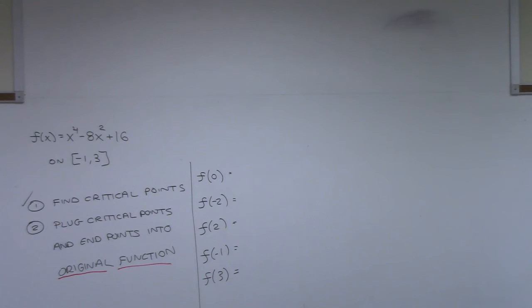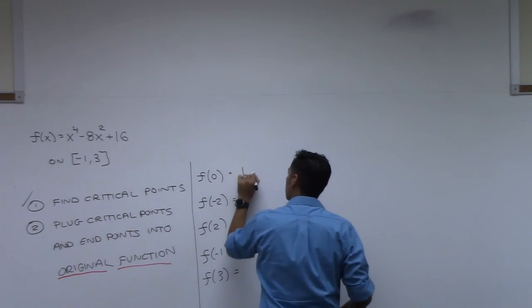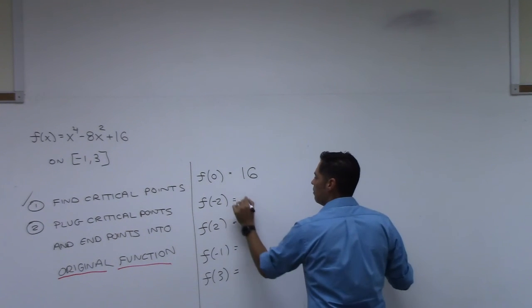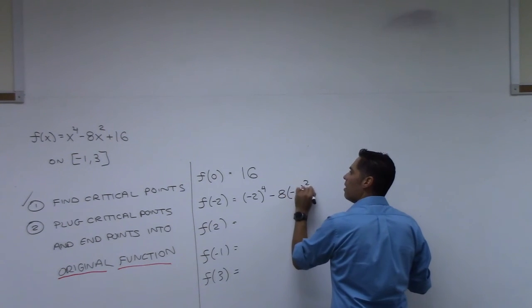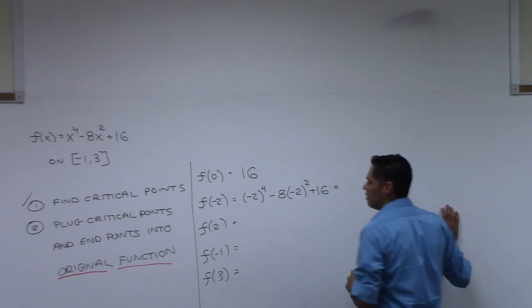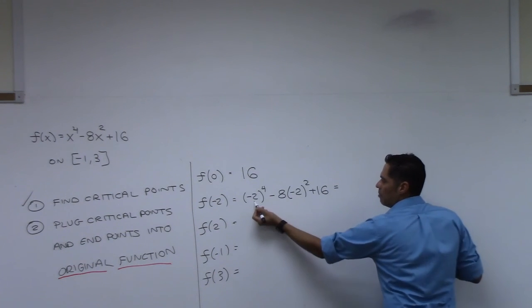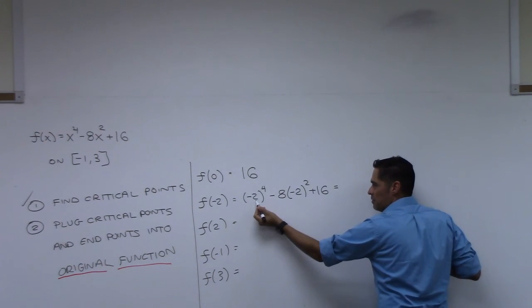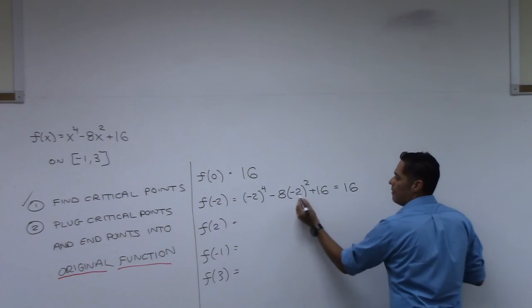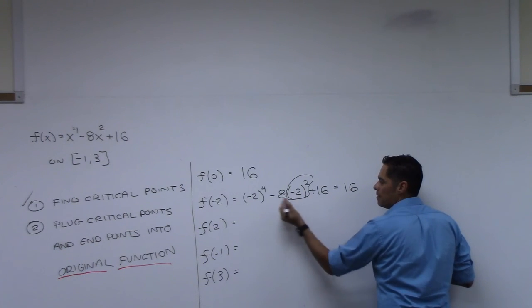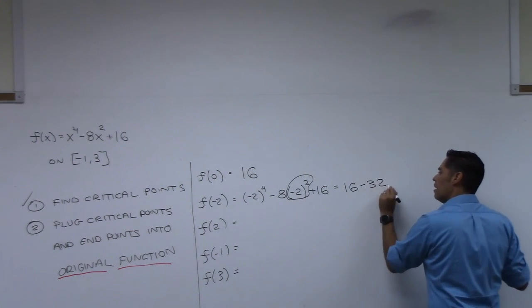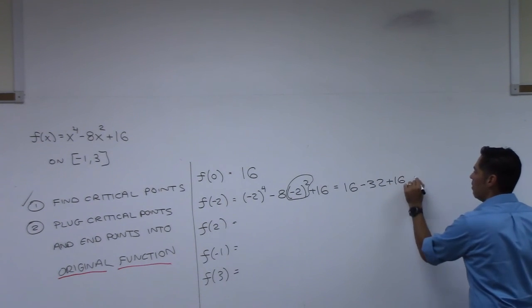All right, let's do the easy one first. f of 0 is 16, right? It just kills everything off except 16. All right, f of -2: -2 to the 4th power minus 8 times -2 squared plus 16. What's -2 times -2 times -2 times -2? Positive 16. And then -2 squared is 4, but times -8, so -32. And plus 16. That's 0.